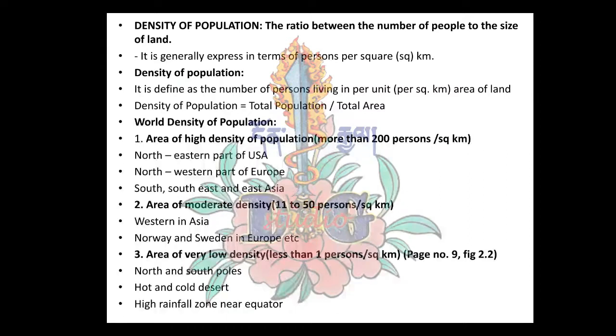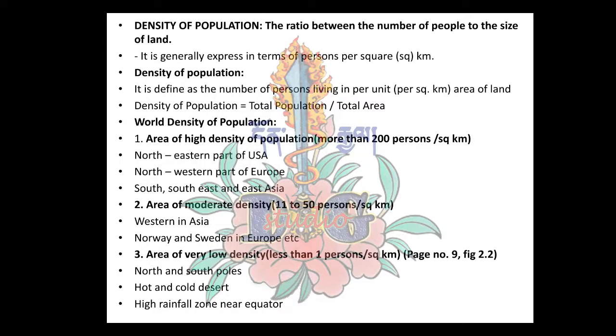The formula to find the density of population is: total population divided by total area. Total population means how many people are living in a particular country, divided by how many square kilometers there are in that country. We divide these two and we get the density of population of a particular country. Here the world is divided into three main groups based on the density of population.